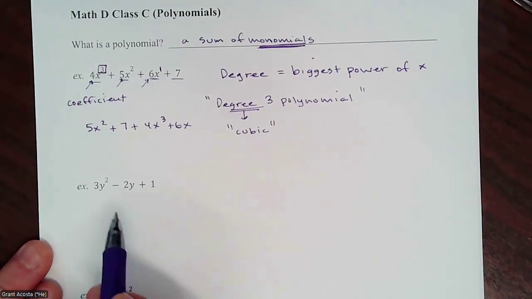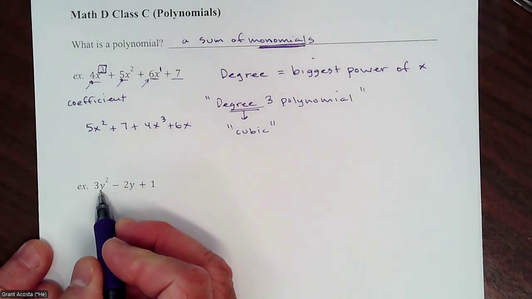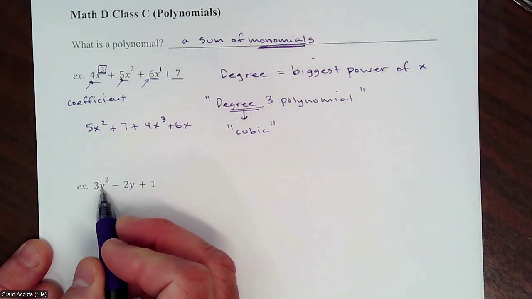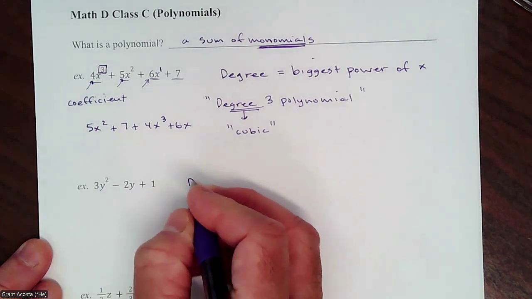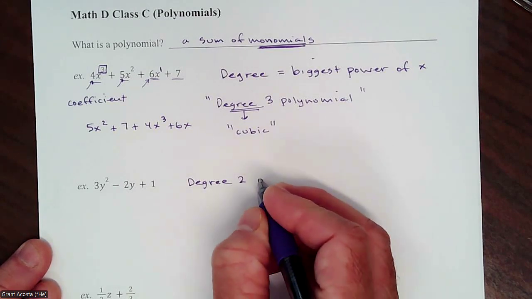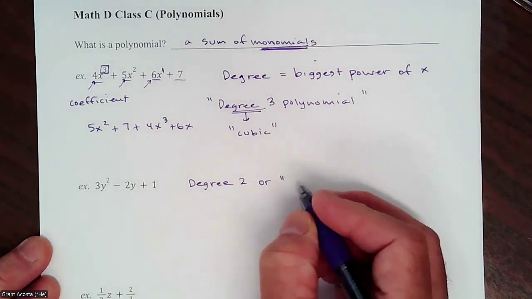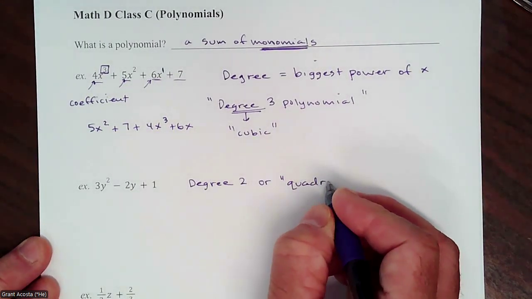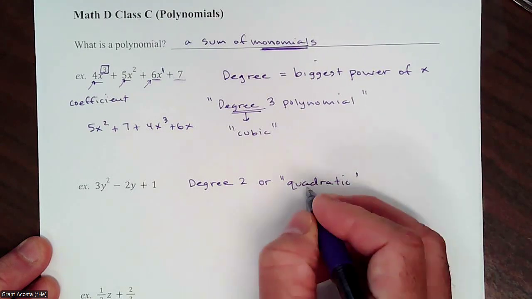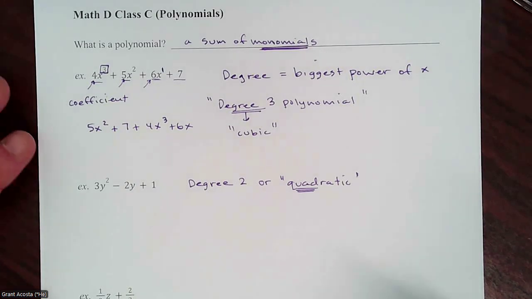Okay, so this next one here doesn't have to be x. If I were to classify this, this is a degree 2 polynomial. Also, a word we use for degree 2, as many of you probably know, is quadratic, which is a little misleading. When you think of quad, at least I think of 4. But in the world of math, quadratic polynomials are degree 2 polynomials.